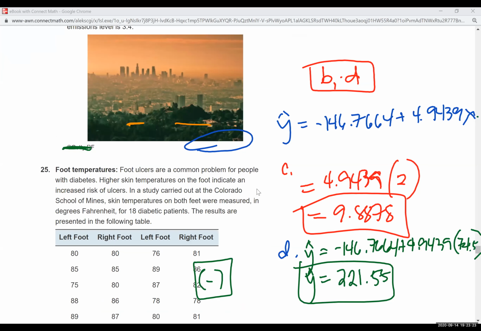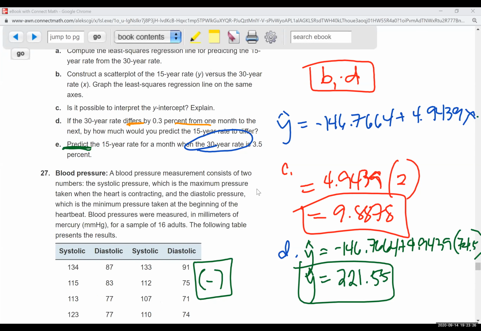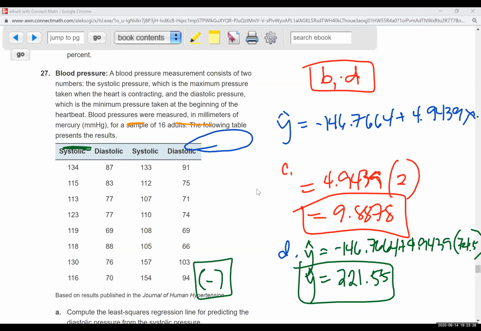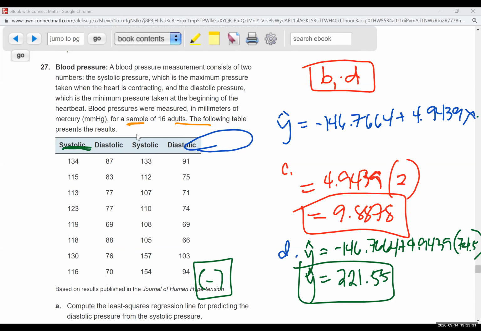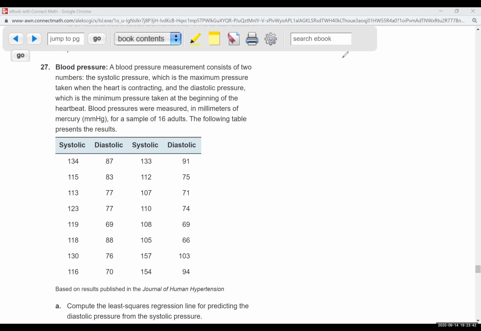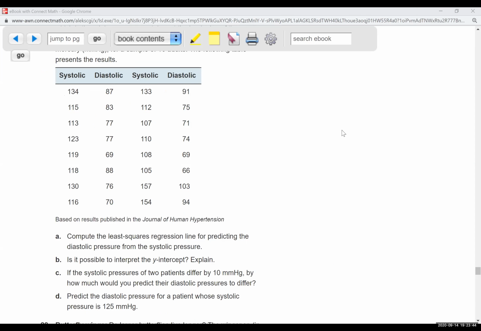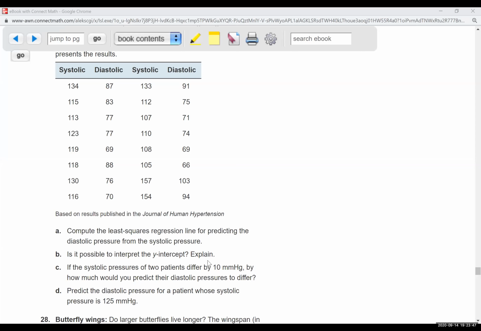I want the 27. Let's go back to systolic blood pressure. So it's the same problem, but this time instead of scatter plot and R, we need to get the equation of the line. To answer, it's possible to interpret the y-intercept, also the slope and the predicted value. Okay, so try to enter those numbers again into L1 and L2, and we will answer A, B, C, and D.